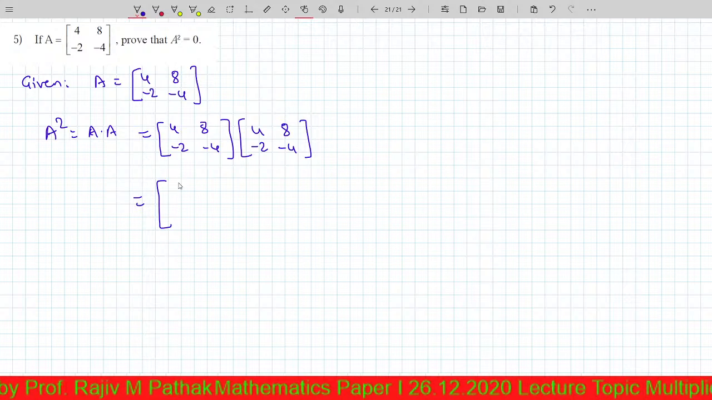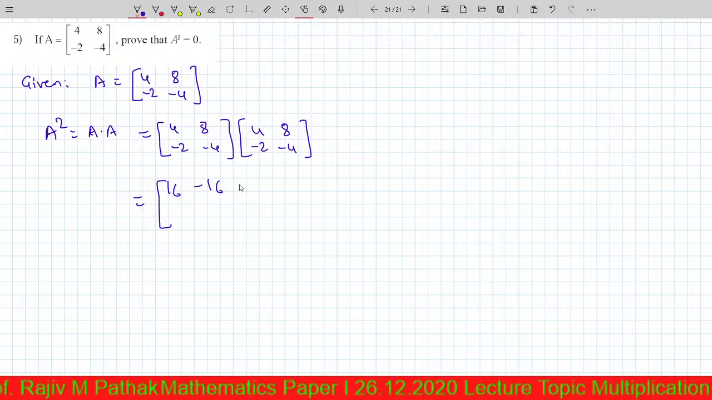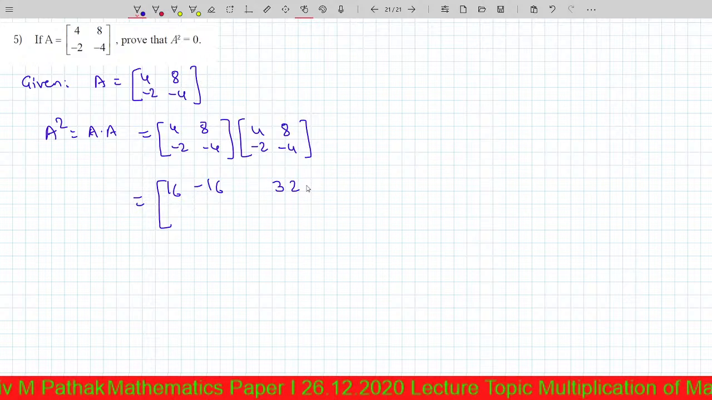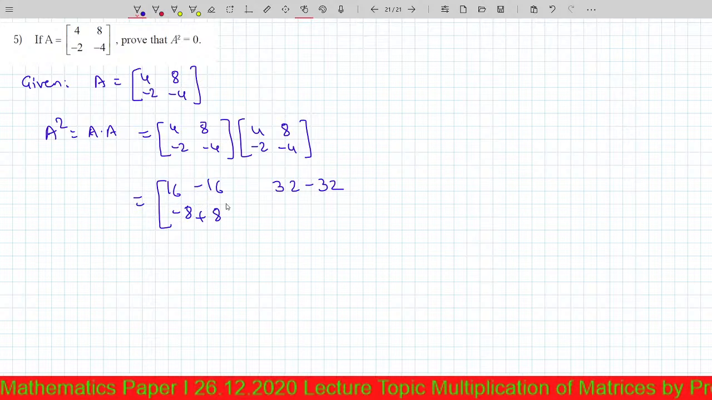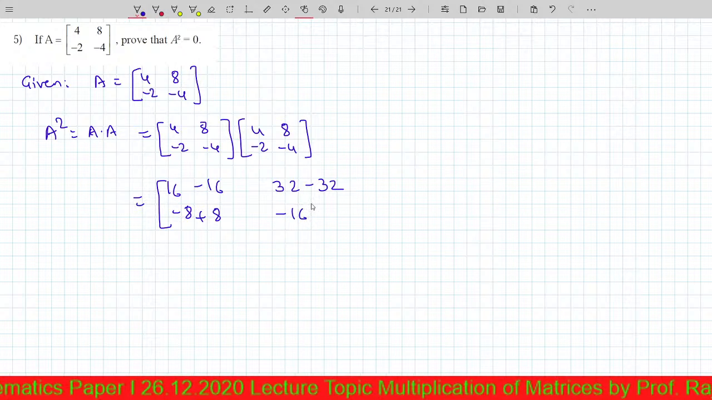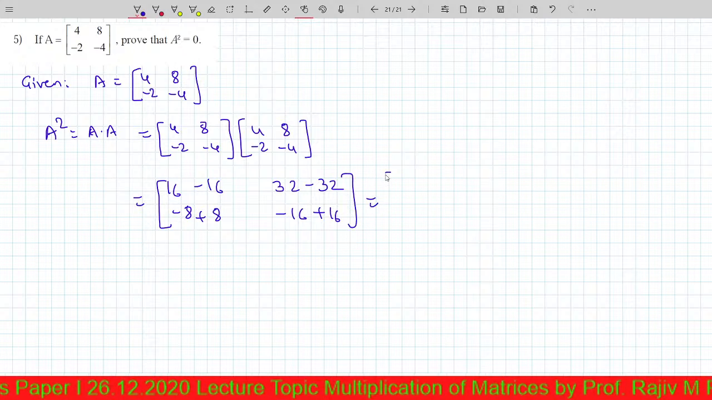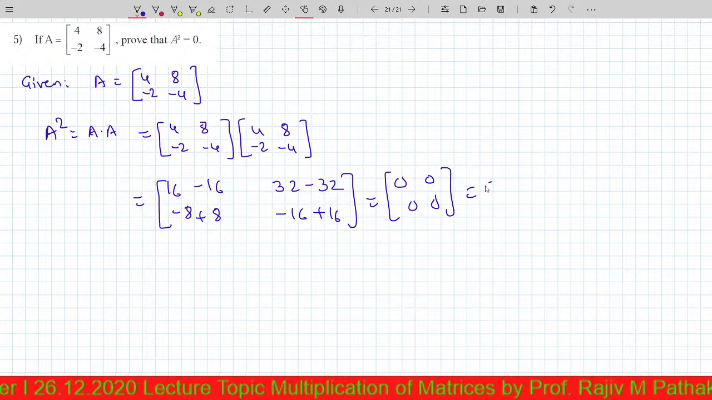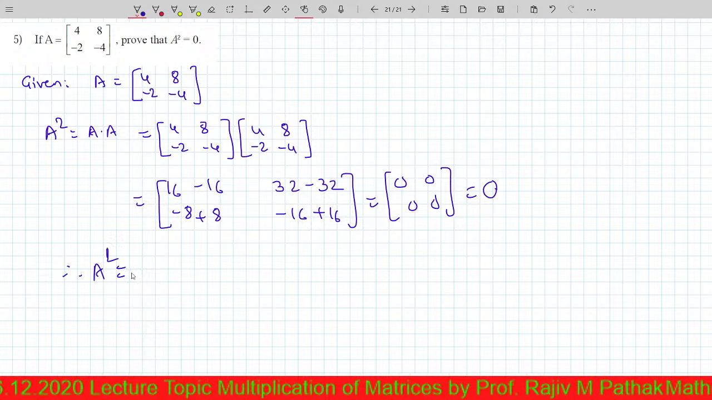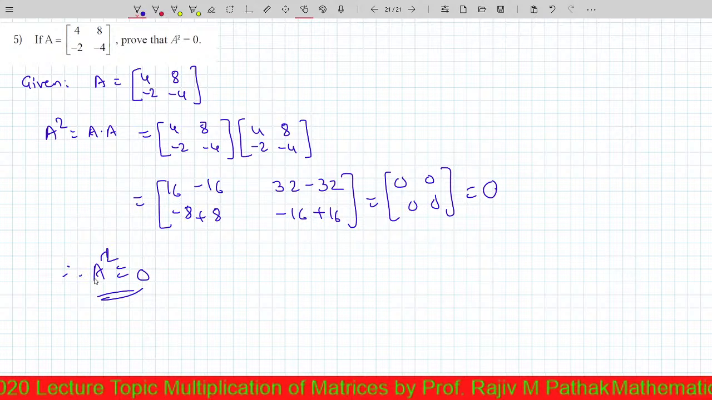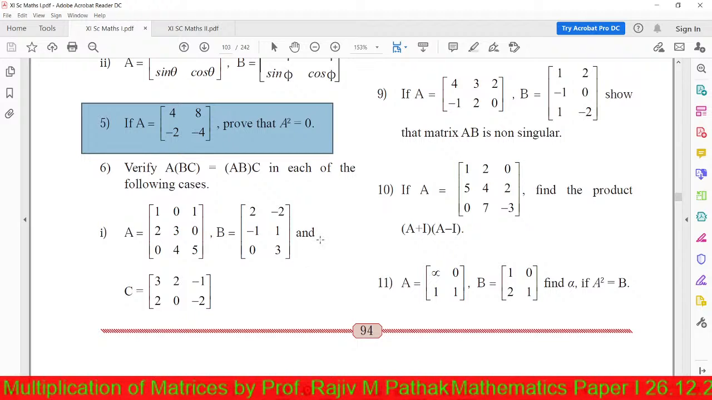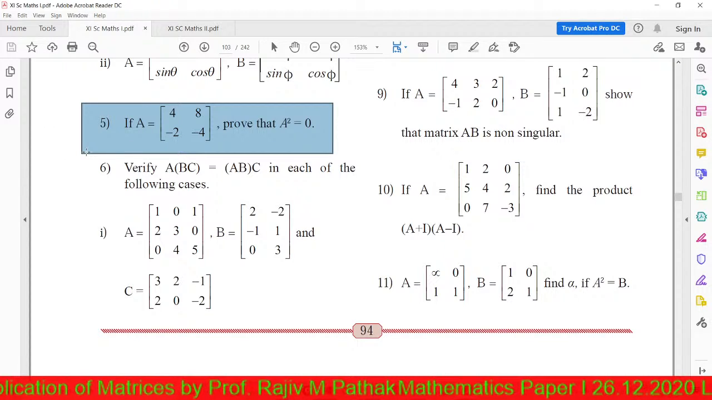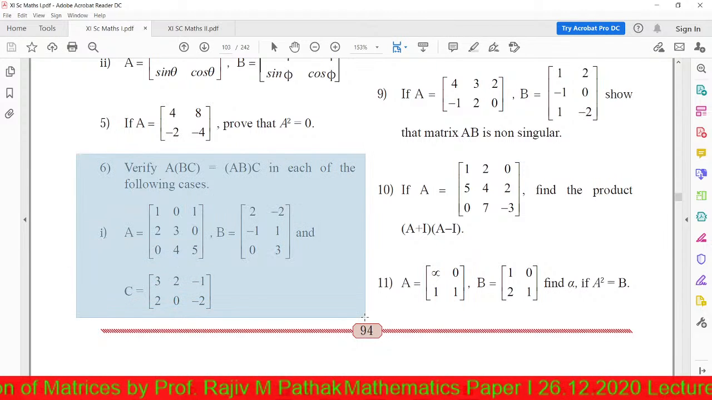So 4 into 4 is 16, 8 into minus 2 is minus 16. Then space, 4 into 8 is 32, minus 32. Minus 2 into 4 is minus 8, minus 4 into minus 2 is plus 8. Then minus 2 into 8 is minus 16, minus 4 into minus 4 is plus 16. So when you compute, it becomes 0, 0, 0, 0. That is a null matrix. So therefore A square is equal to 0. Okay. Now move to the next question. Verify that. So I will take sixth example.